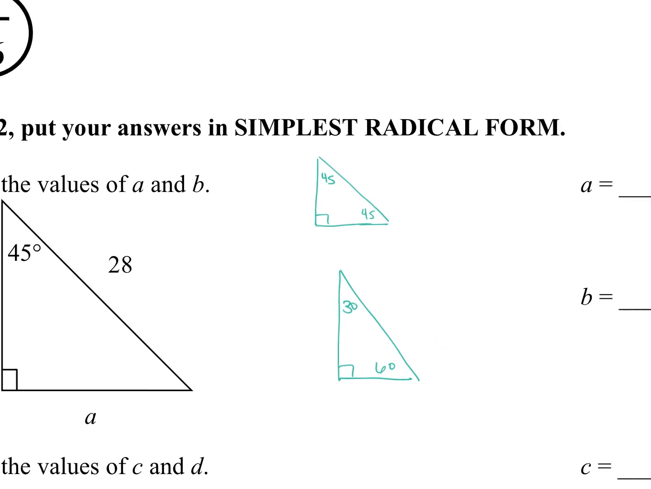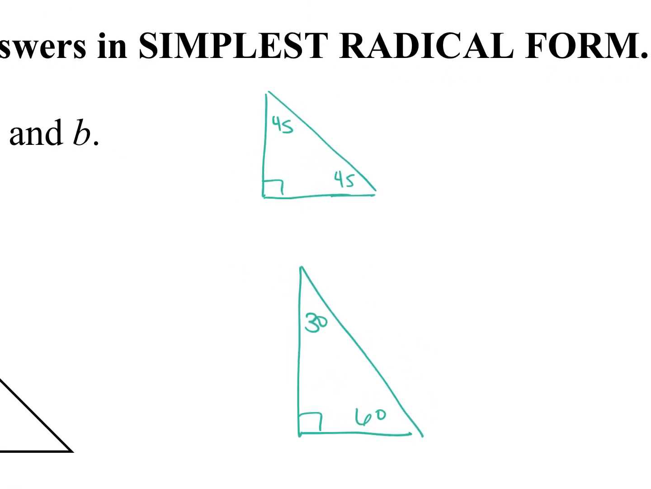Okay, so in the 45, 45, 90, if we're talking in terms of L, what is this side going to be? That's the L side. What is this side? Also L. That's an isosceles, right? The legs are going to be the same length. What's the hypotenuse? L times the square root of 2.